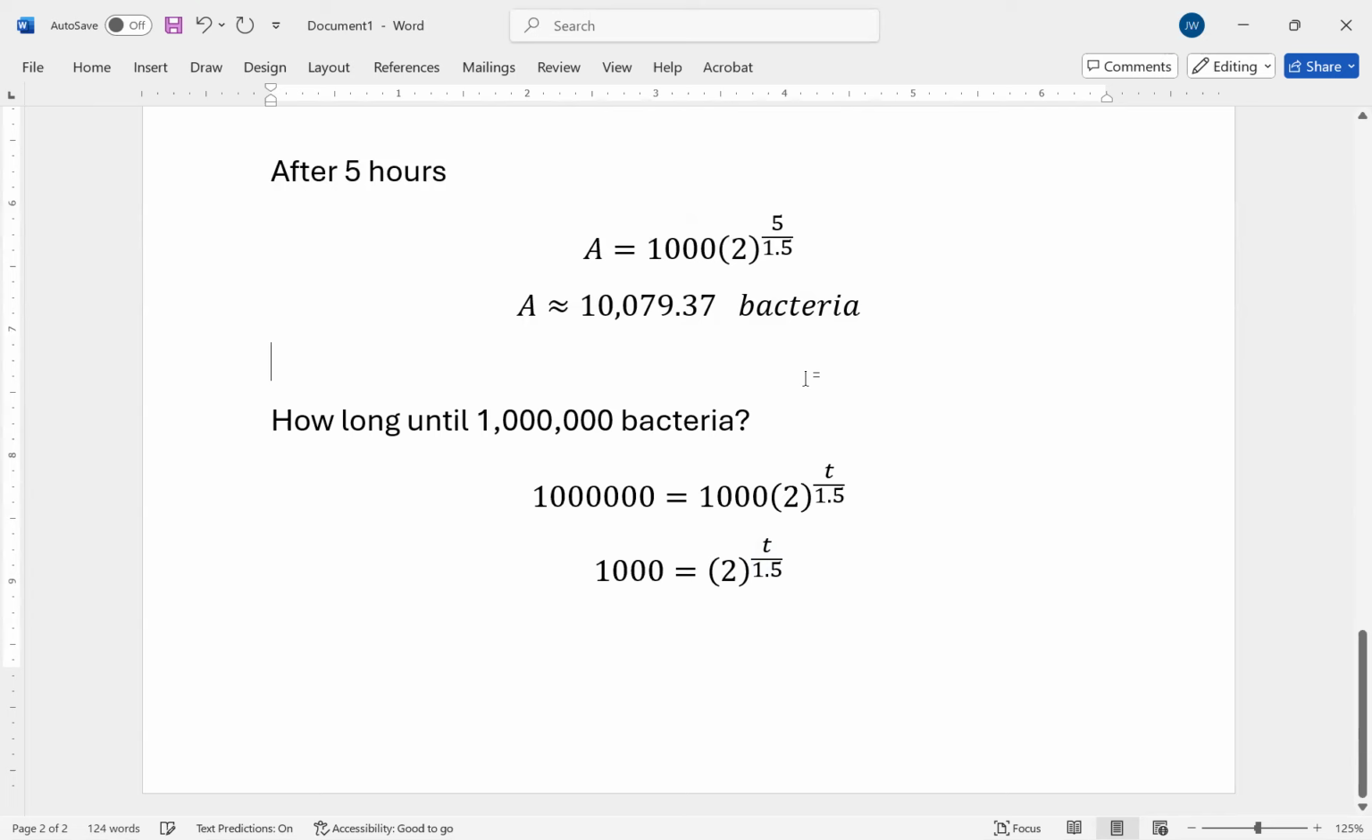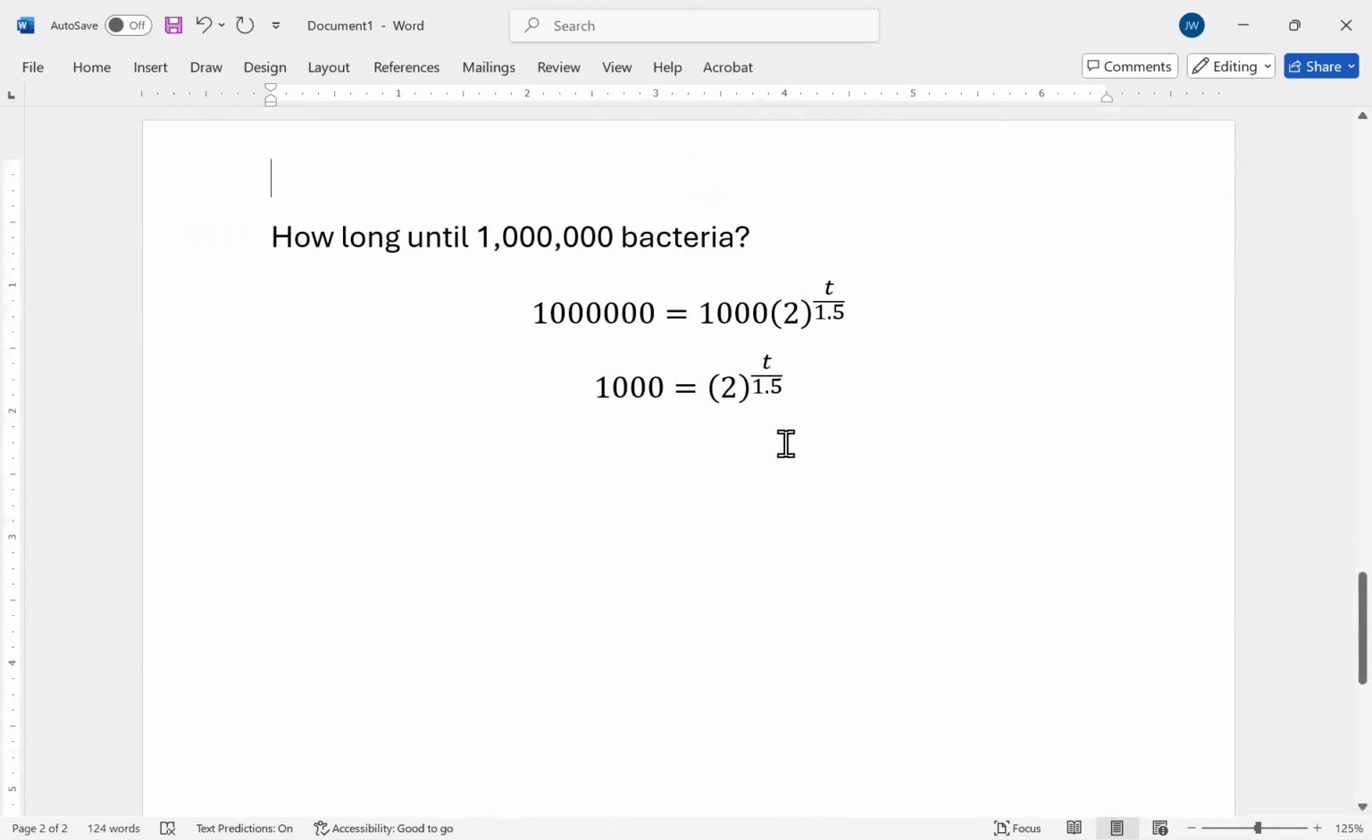Let me put this on the next page just so we can see it easier. Now, in the last problem, I took a natural log of both sides, so I'll do it the other way on this problem. If you want to do it the exact same way, you can take a natural log of both sides and use the power rule. But on this problem, I'm going to take a log base 2 of both sides, since we have 2 as the base of my exponential part.